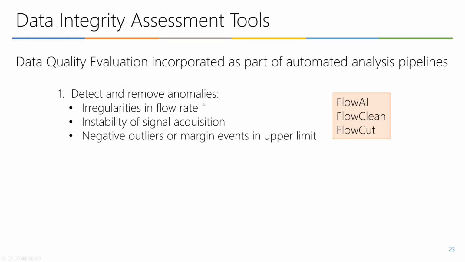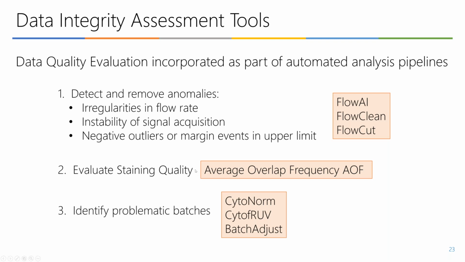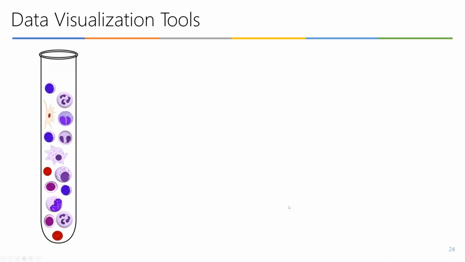Some of them detect and remove anomalies, especially irregularities in the flow rate or during signal acquisition. Some other metrics you can use to evaluate staining quality and flag events or samples that have staining issues. And also, if you want to integrate multiple data sets that have batch effects, you could try to remove or normalize the unwanted variation, and there are algorithms for that, with the caveats that they could have.